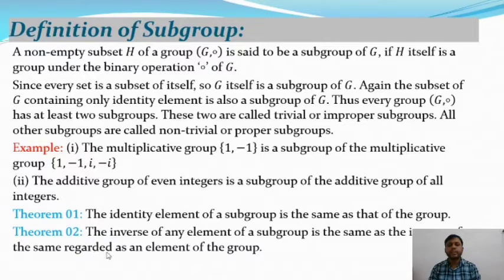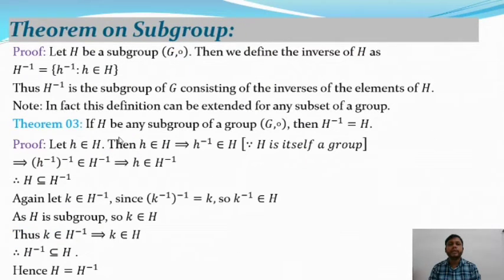So here is the proof of the second theorem. Let H be a subgroup of (G, ∘), then we define the inverse of H as H inverse. Okay, and H inverse is equal to {h inverse such that h belongs to H}, where small h is the element and capital H is a subset of the set G. So H inverse is a subset of G consisting of the inverses of the elements of H.